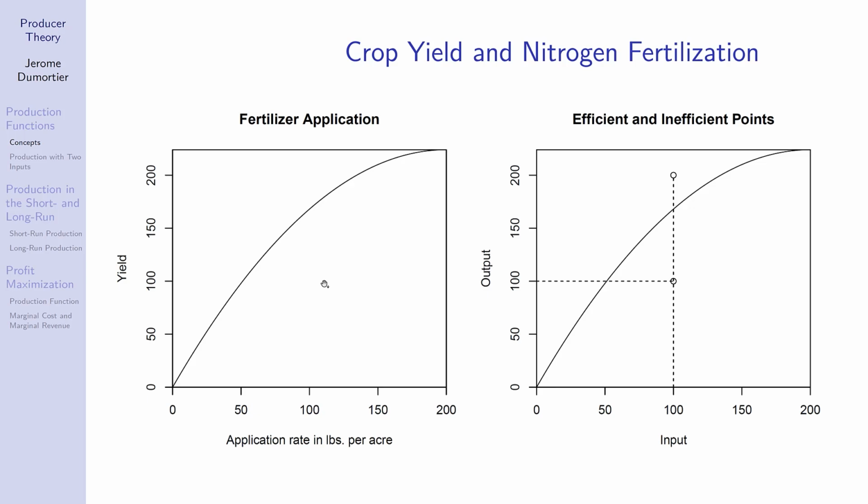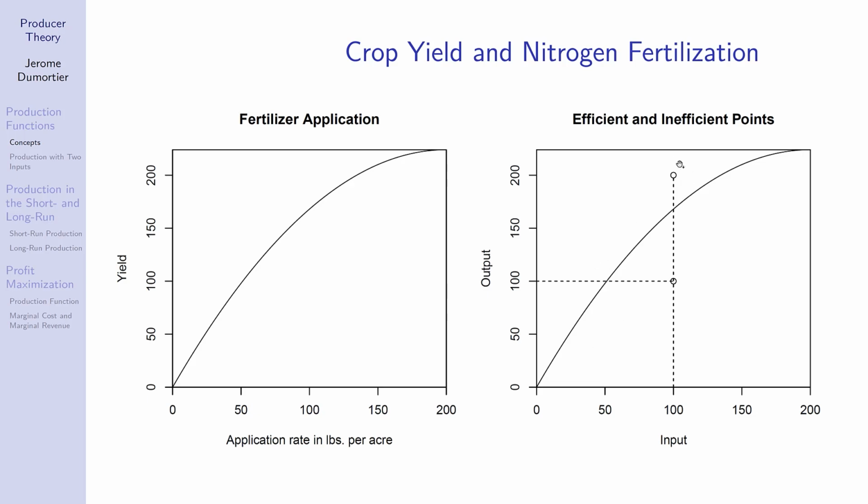On the left-hand side, you see on the horizontal axis the application rate of fertilizer in pounds per acre, and on the vertical axis, you have the crop yield. And you can see that as you apply fertilizer, your crop yield is going to increase. Note that in reality, the crop yield does not start at zero, but this is for illustration purposes only. Now, on the right-hand side, you see again a production function, which is marked here. And I have marked also different points.